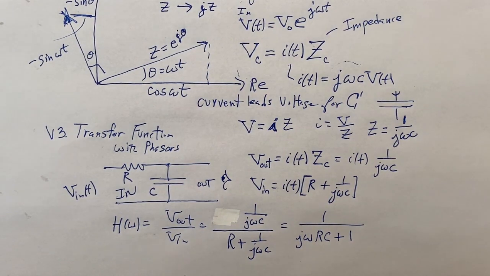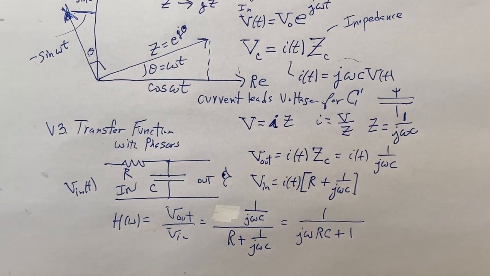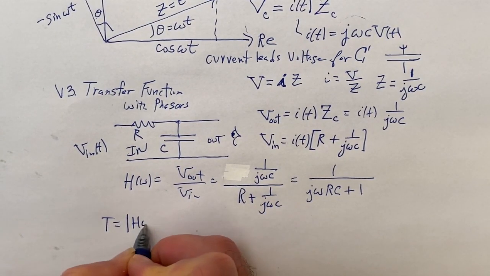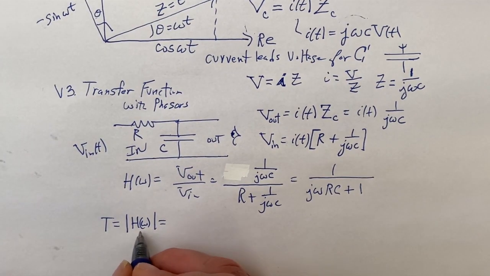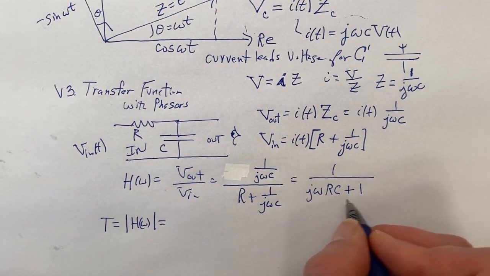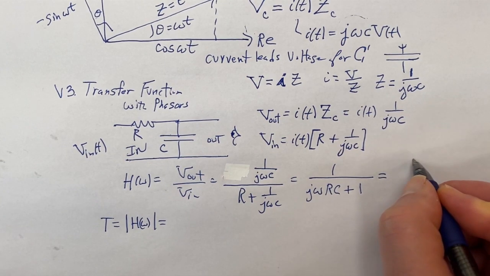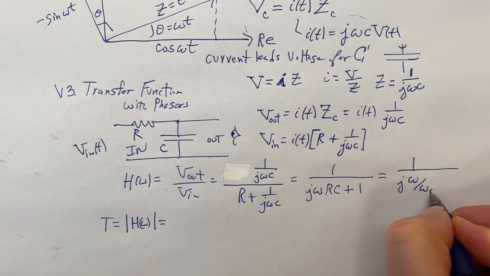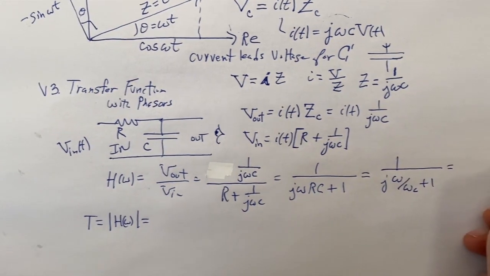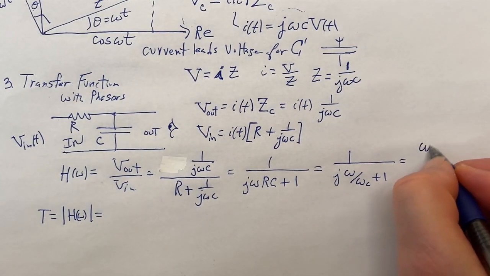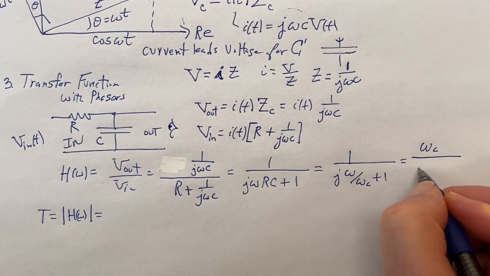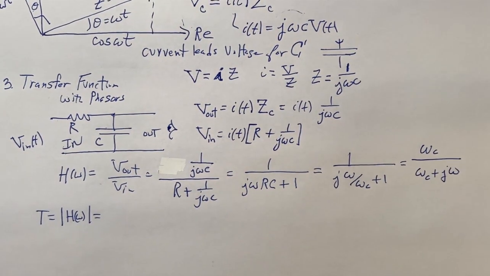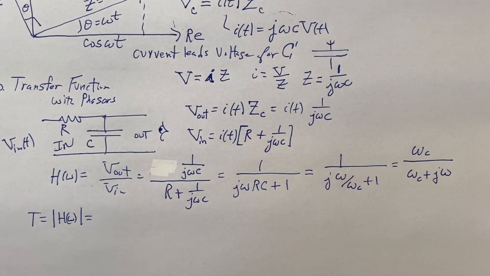All right. And then if I want to look at the transmission, I want the magnitude of this. Before we do the magnitude, let me just get rid of the RC. This is 1 over j omega over omega C, plus 1. So this is going to be equal to omega C over omega C plus j omega. All right. That looks good.